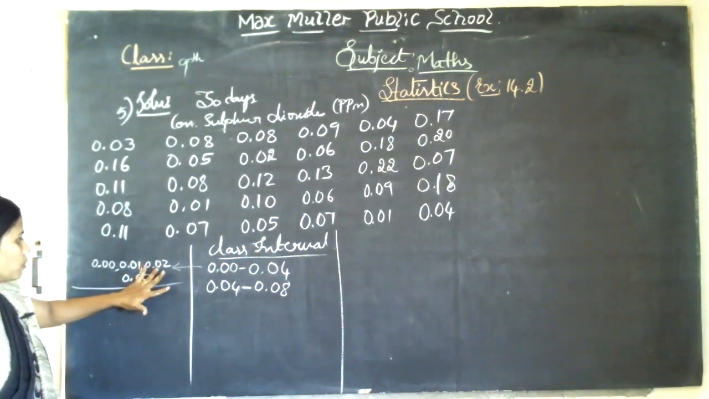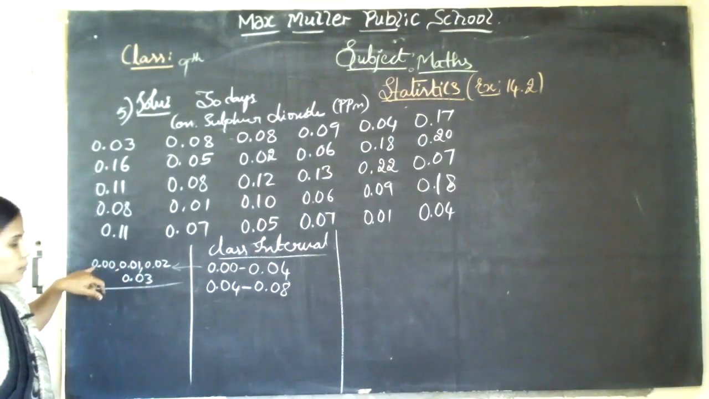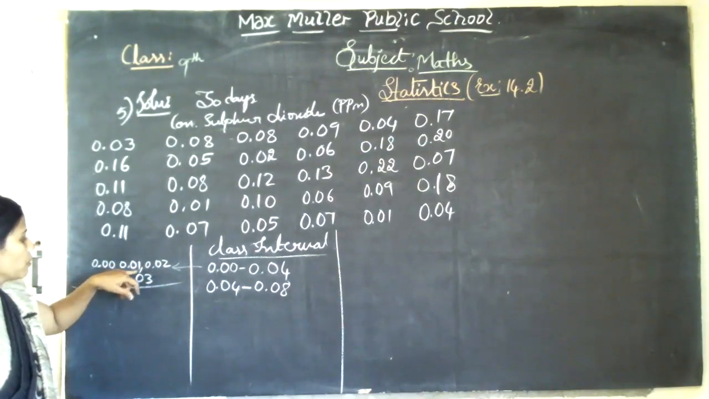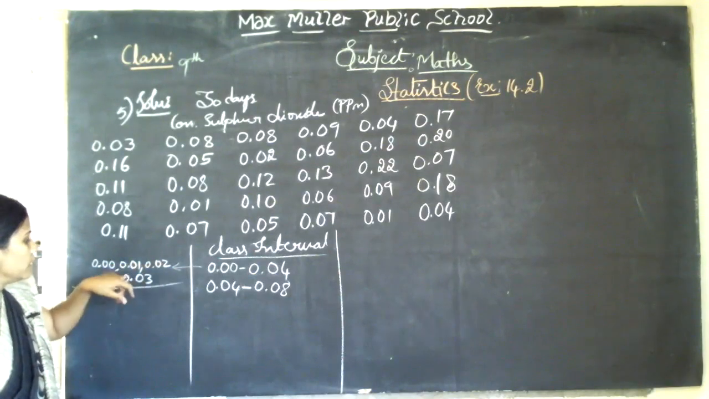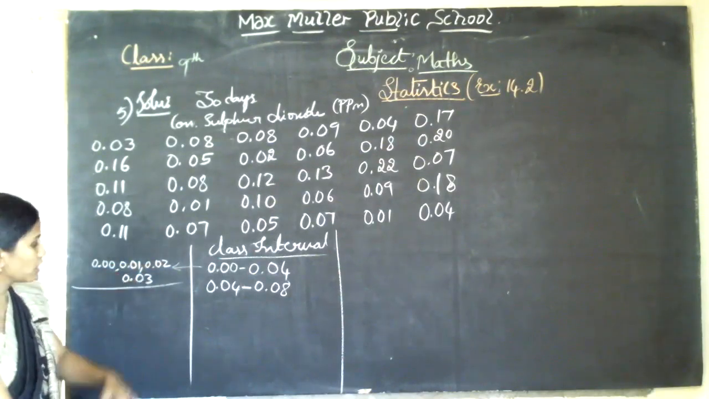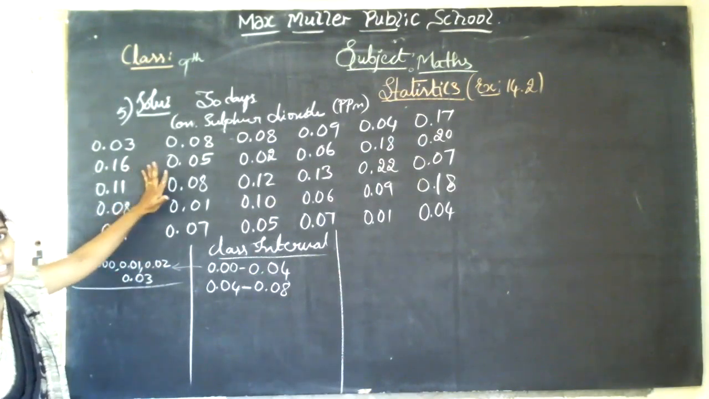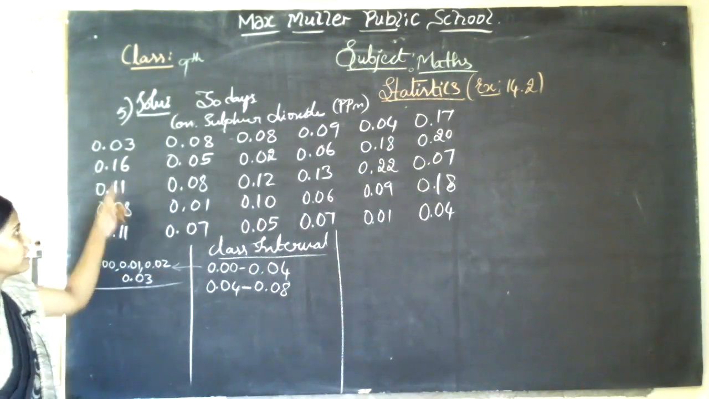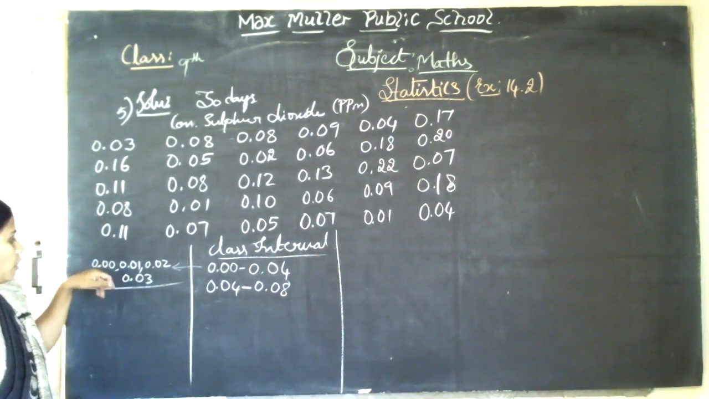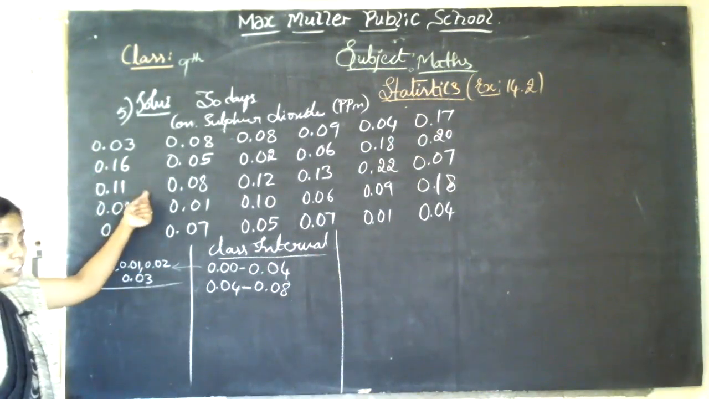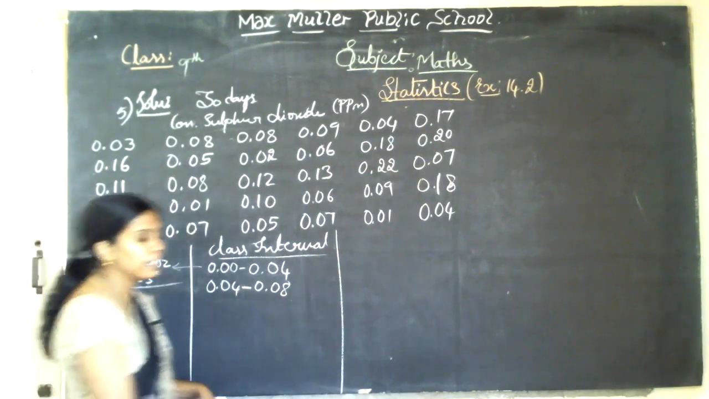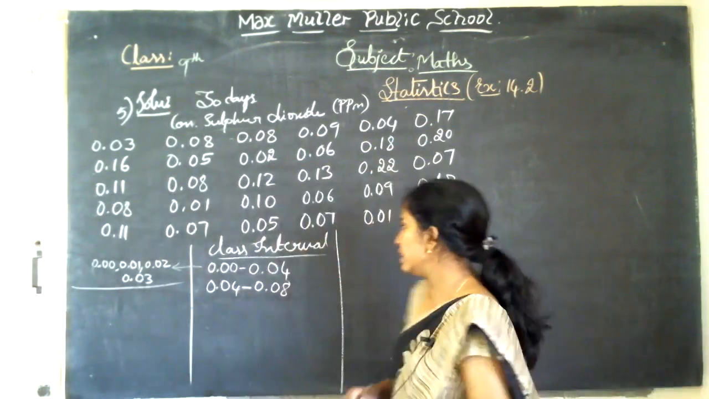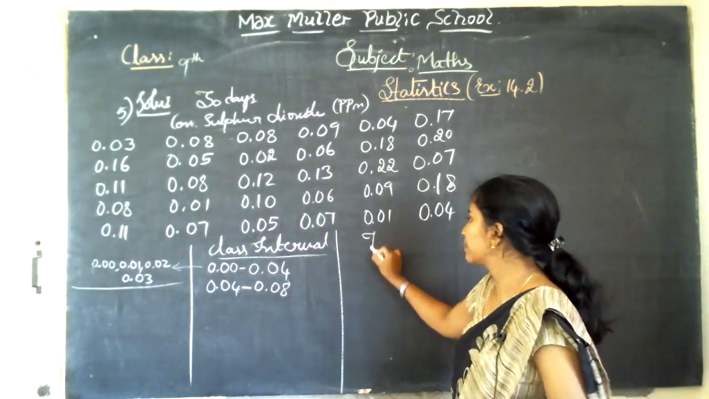So you have to check for 0.00, 0.01, 0.02, 0.03 in this data. That is, you have to count it. If you come across these numbers in this data, you have to count them and write it in the frequency. You can also write tally marks for this.